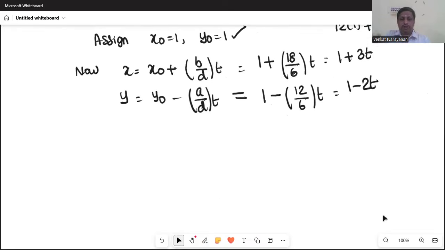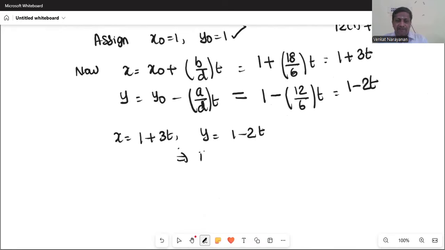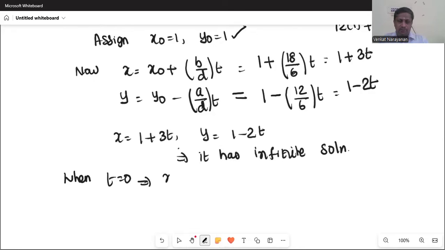Now we have the solutions. x equal to 1 plus 3t and y equal to 1 minus 2t. It means it has infinite solutions. How can we say that? Because when t equal to 0, we get x value 1 and y value 1. Definitely 12x plus 18y satisfies this equation for x value 1 and y value 1.